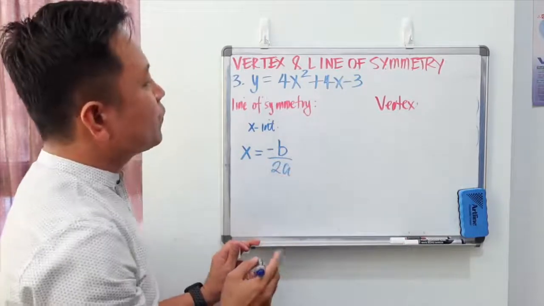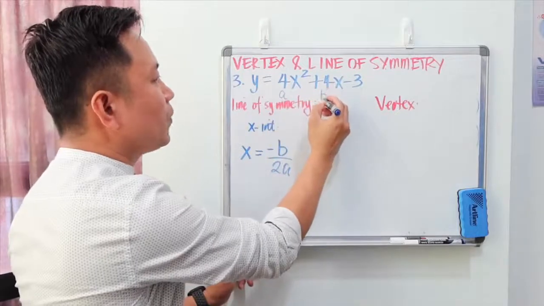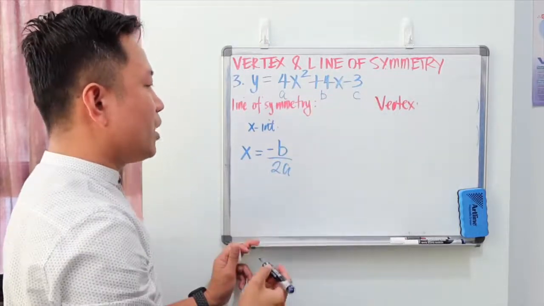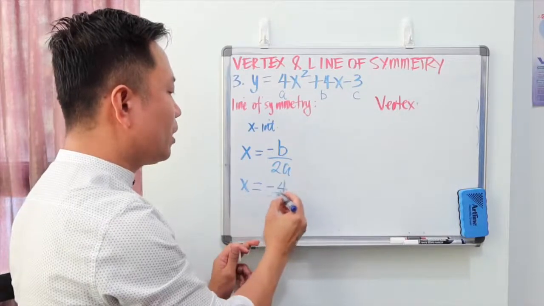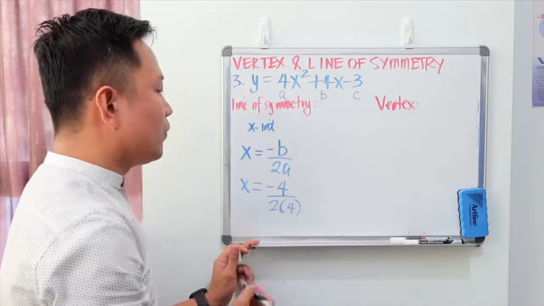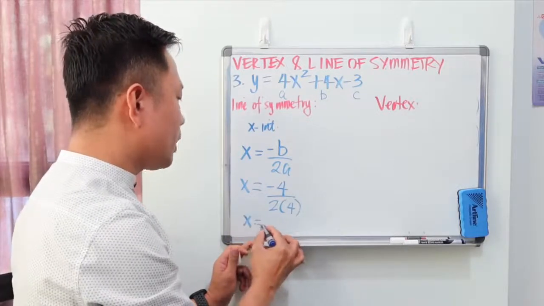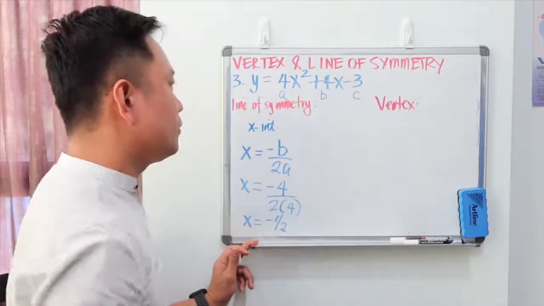So in this quadratic function, your a is positive 4, your b is positive 4, and your c is negative 3. So substitute the b value. We have negative of 4 over 2 times your a, which is 4, so negative 4 over 8. In simplest form, it's negative 1/2, or negative 0.5.